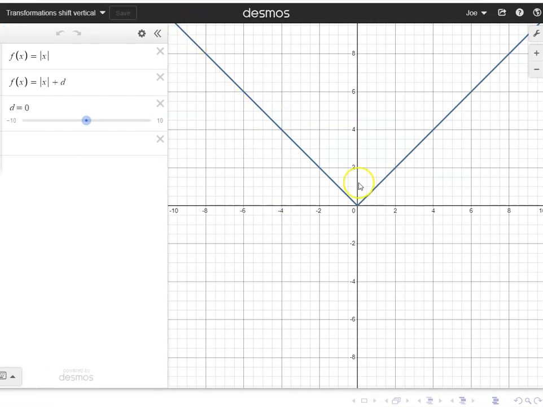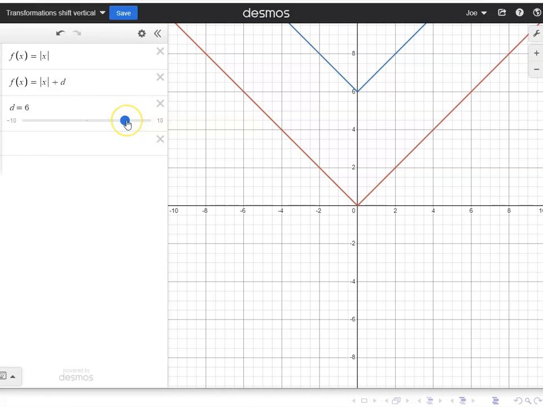Here's my graph of the absolute value of x. I'm going to use the slider to put in different values for d. Let's go to the right first, to the positive side. Notice that if I shift it all the way over to 1, this point that was at the origin has moved up to the point (0, 1). If I move my d up to 2, I've taken that point that was at the origin and moved it up to (0, 2). And again, the farther I move to the right, the farther this goes up. Say I put 6 in for d, we've now gone 6 units up.